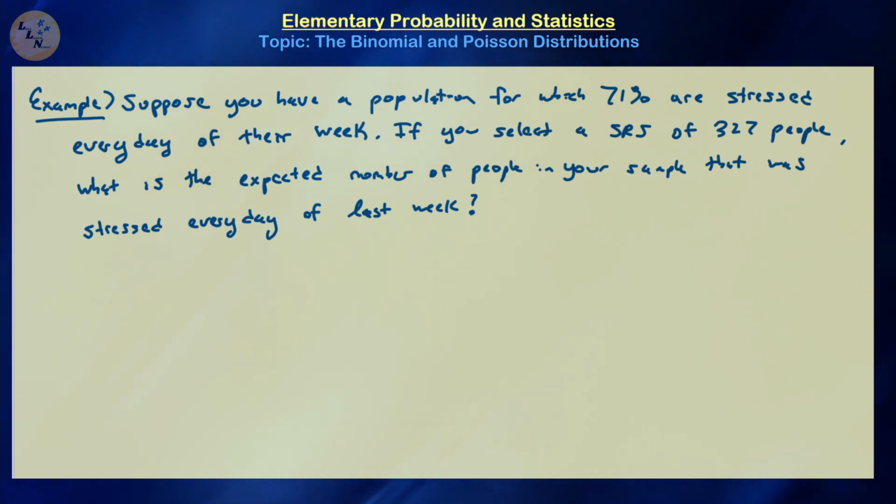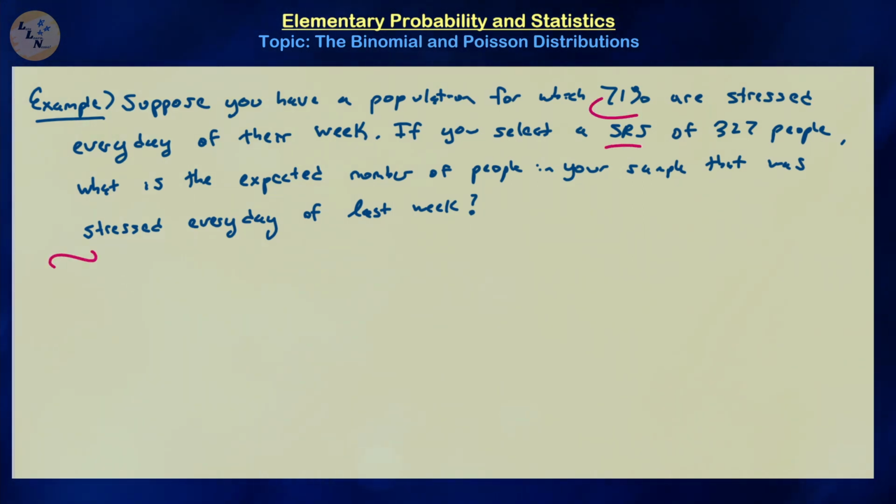Now let us look at a brief example of how we can use the expected value formula for a binomial random variable. Let us assume you have a population for which 71% of them are stressed every single day of their week. If you select a simple random sample of 327 people, what is the expected number of people in your sample that were stressed every day of last week? So a couple things here. We're selecting a sample from a population for which the probability is 71% that a single person selected will be stressed every day of their week.